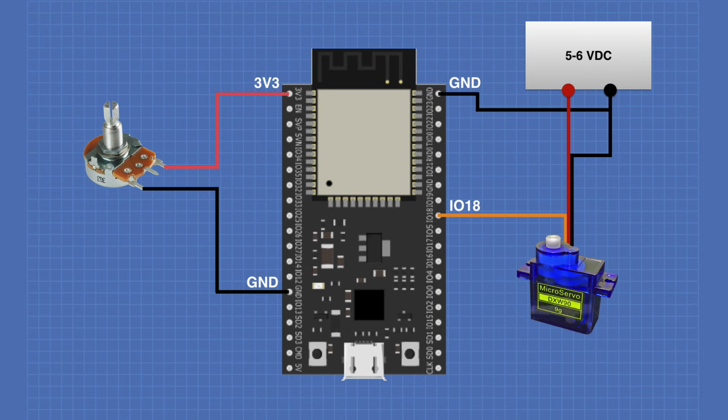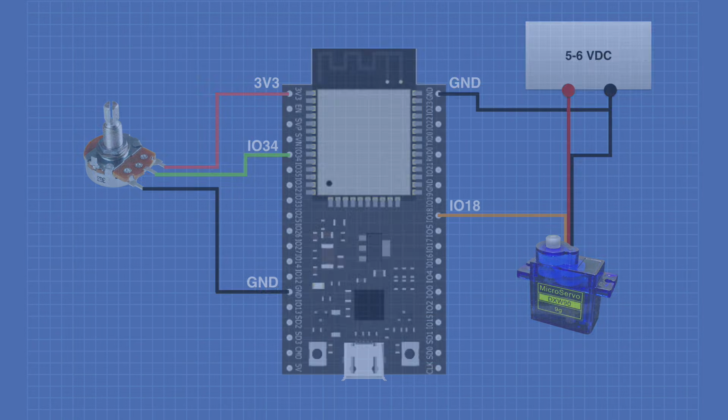Now you can power the ESP32 with this 3.3 volt pin, but if you are powering it with 5 volts or using your computer's USB port to power it, this will become a 3.3 volt output. Finally, the wiper of the potentiometer is connected to the IO34 pin on the ESP32. And so now that we've hooked everything up, let's go and take a look at some code we'll use to drive our servo motor.